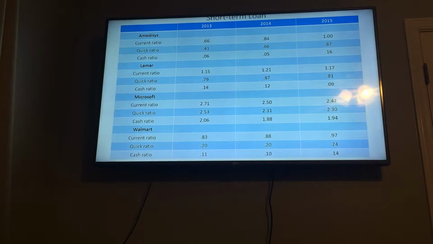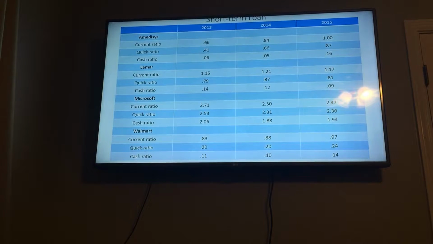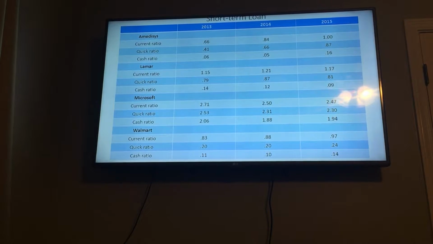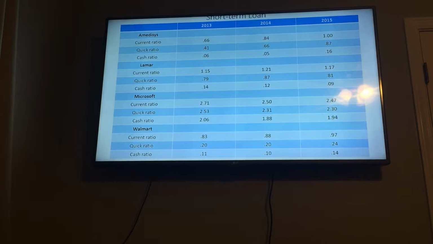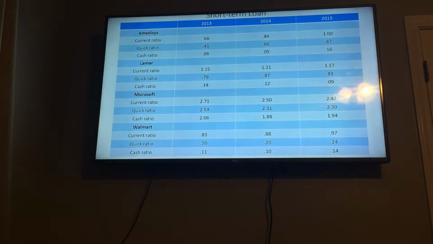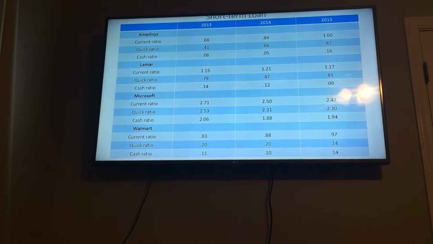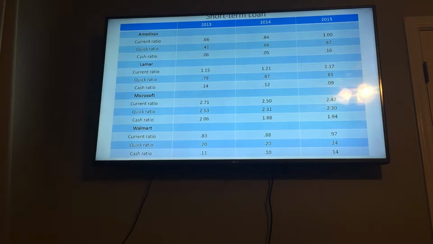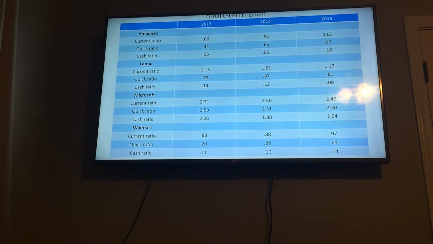So, when looking at Amedisys, you see 0.06, 0.05, and 0.16 over a 3-year span, those are pretty low. And moving on to Lamar, these are pretty low as well. In 2013, it starts off higher than it does in Amedisys, but as you get to 2014 and 2015, they're both decreasing.